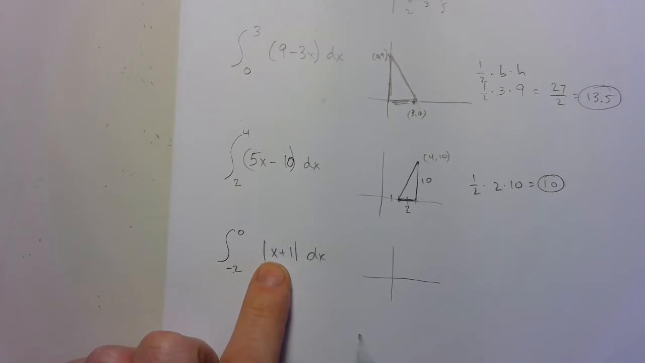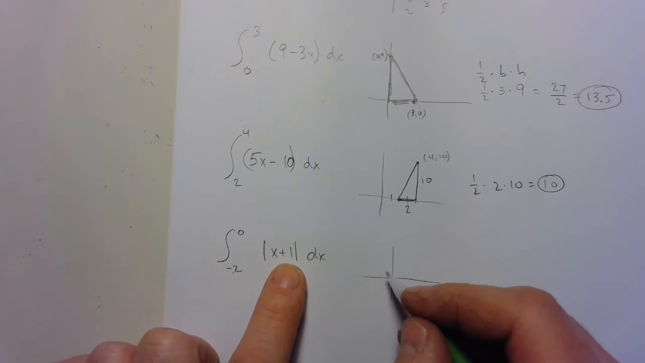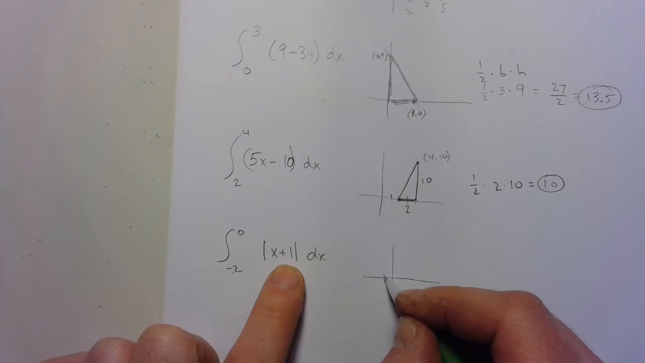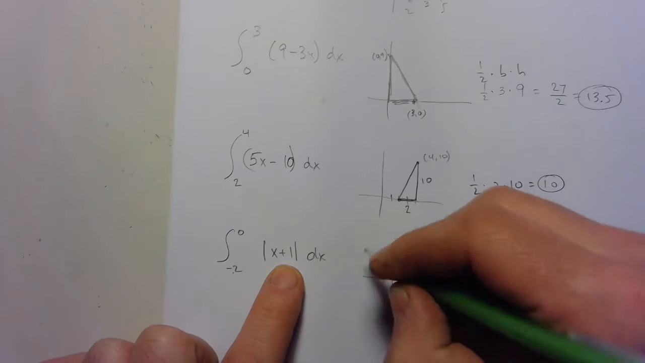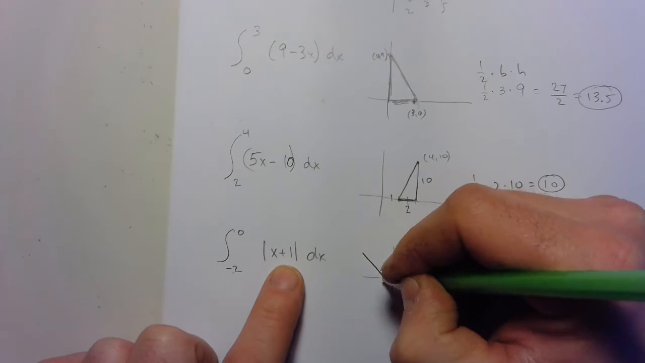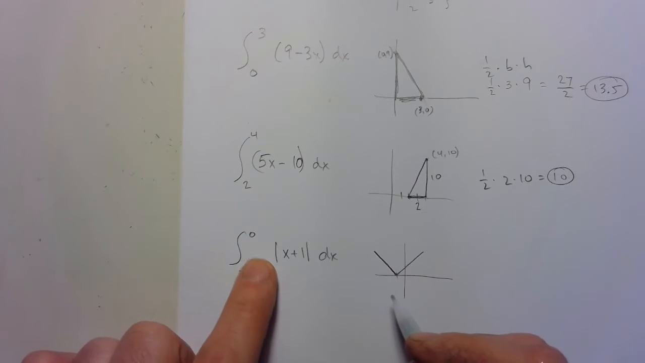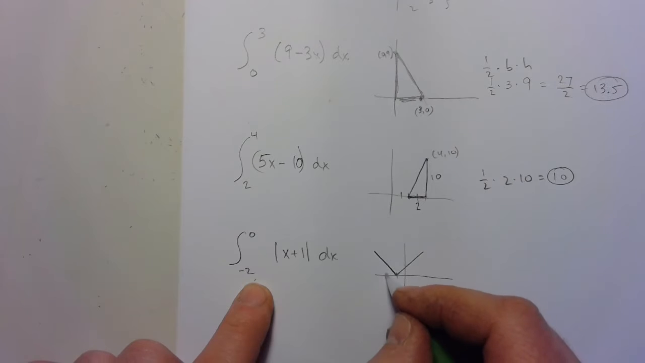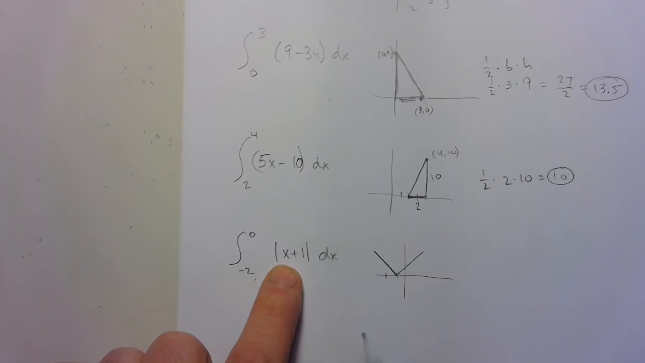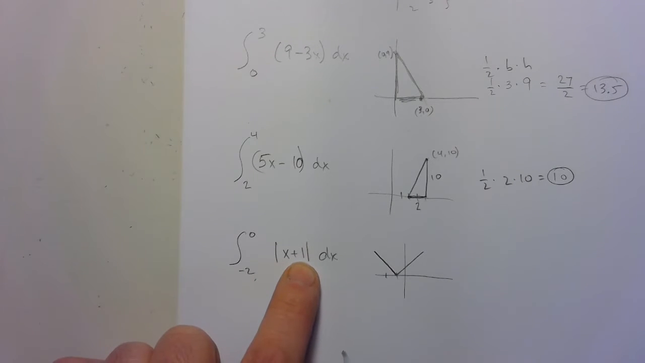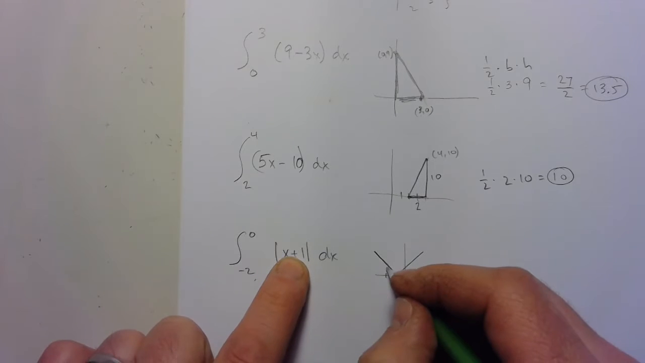This is a V shape. Where's the V? We have to move it to the left one. Right, the plus one moves it to the left one. So it's going to be like this. Okay, so we're going to have a V shape. Okay, at -1, 0. So -2 plus 1 is -1, absolute value is 1.